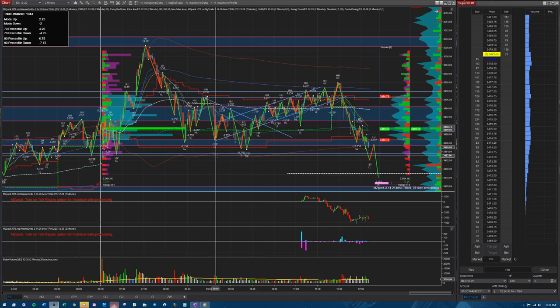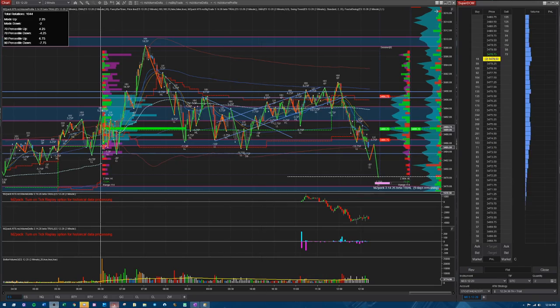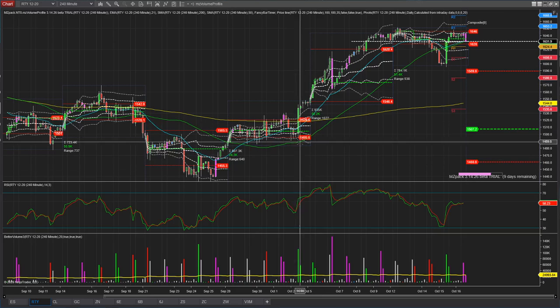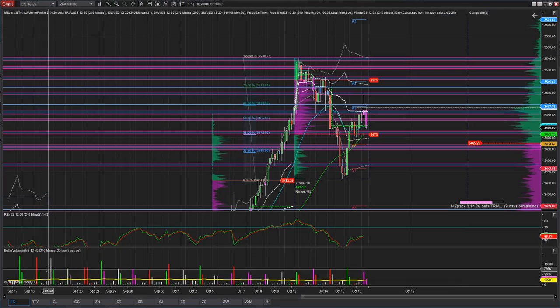But like I said, it didn't really make sense to me until I zoomed out. So let's switch to the 4-hour chart. That's the Russell. Let me get to the ES.